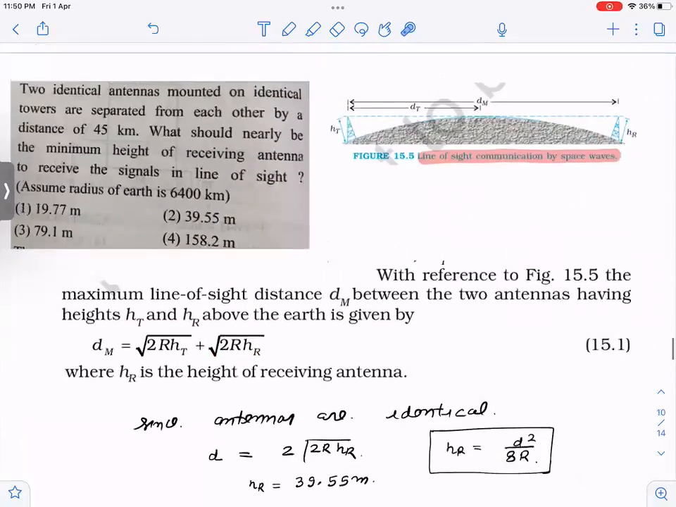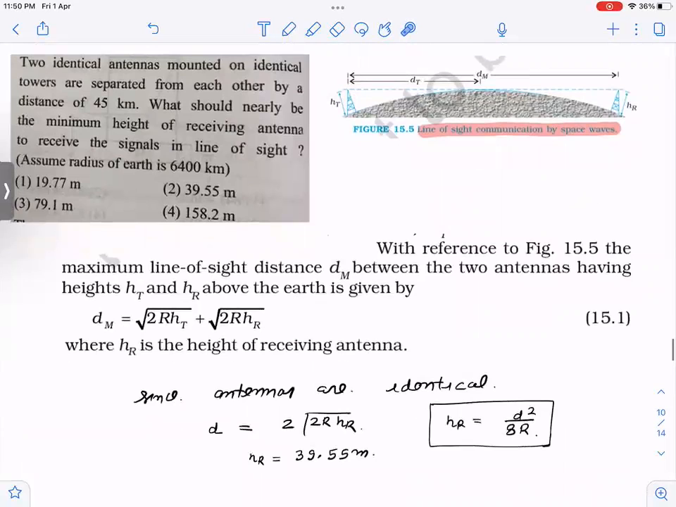Let us see this question. The question was: the distance between two antennas is 45 kilometers. This diagram is not given in the question, right? This diagram I have taken from the NCERT. What should nearly be the minimum height of the receiving antenna to receive the signals in line of sight? And there are two identical antennas. Fine.